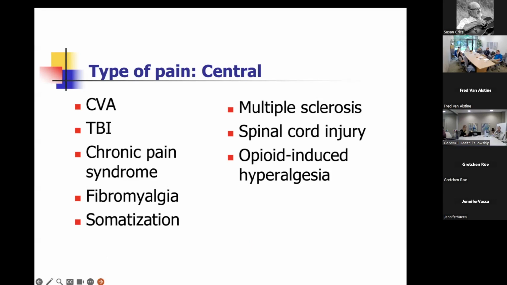Central pain in a similar way, again, as mentioned, can come as a result of any sort of central nervous system trauma.